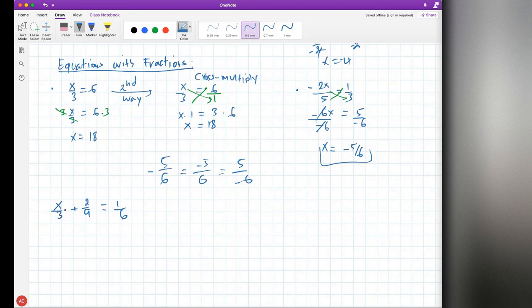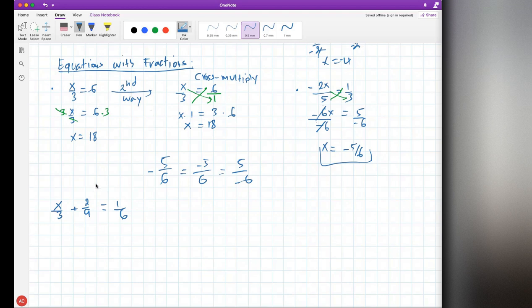Can anybody think of another way, a different way to do this other than the LCD? Other than the common denominator? What do you think? Any other suggestions, any other methods you might think of? There's at least another two in addition to the common denominator. What do you think? No, never mind.